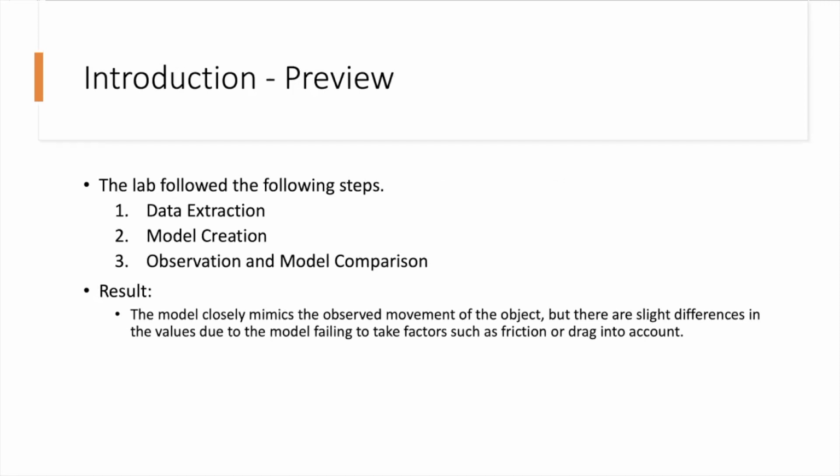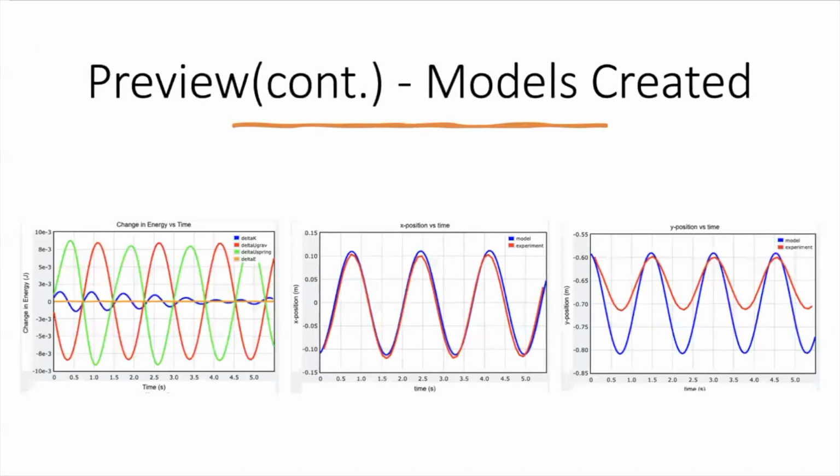The result shows that the model closely mimics the observed movement of the object, but there are slight differences in the values due to the model failing to take factors such as friction or drag into account. Onto the model. These are the three models created. The first graph shows the change in energy versus time. The second one shows x position versus time. And the third one shows y position versus time.